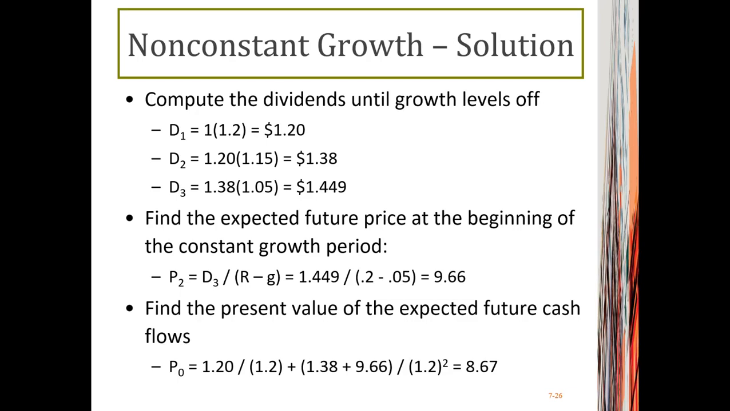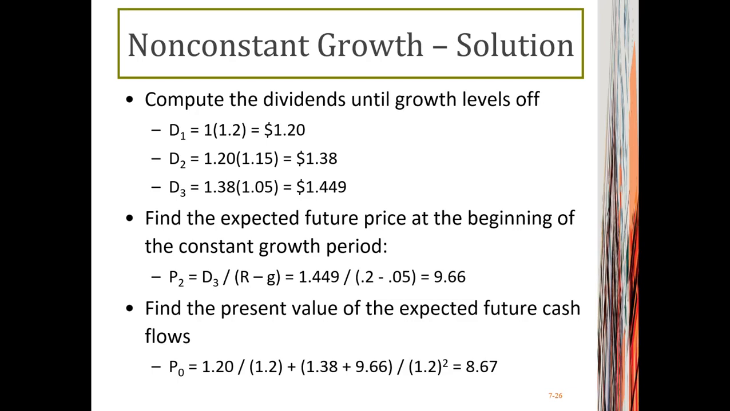If that is the case, then we can apply the Gordon growth model to get the stock price at the end of the second year or beginning of the third year. And here D3 is pretty much like D1 in the Gordon growth model, and R is 20%, g is 5%. So here we got an estimation for the stock price at the end of the second year, which is $9.66.